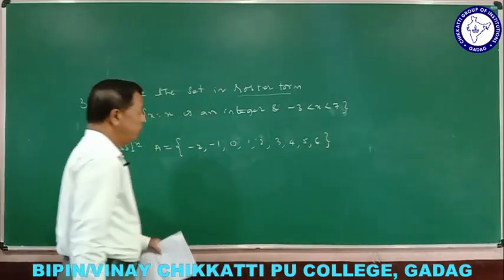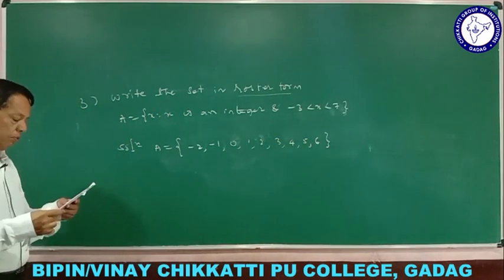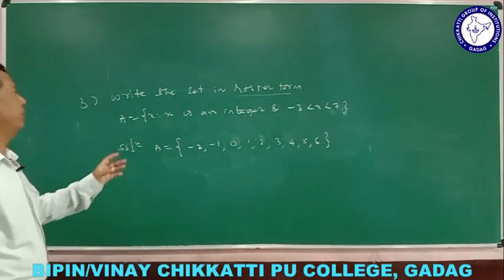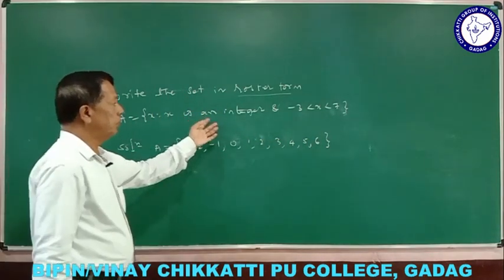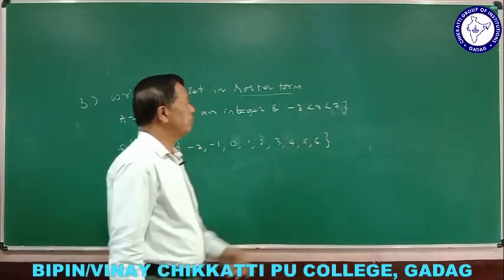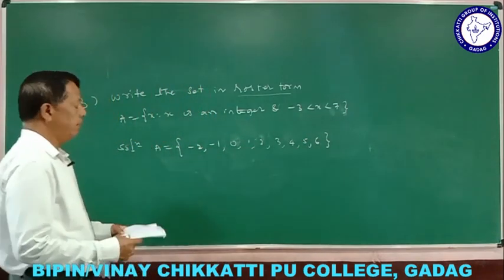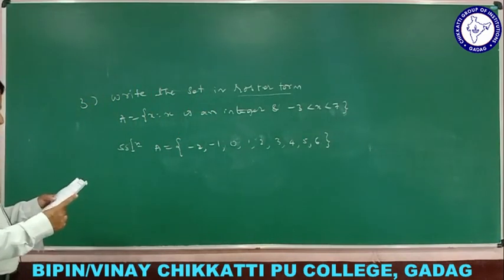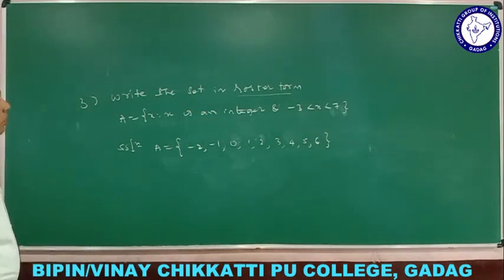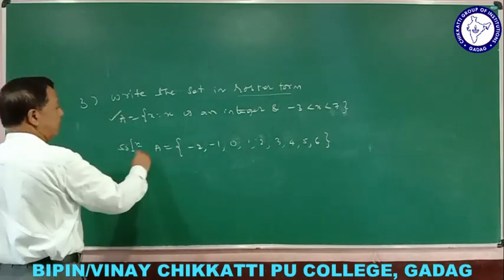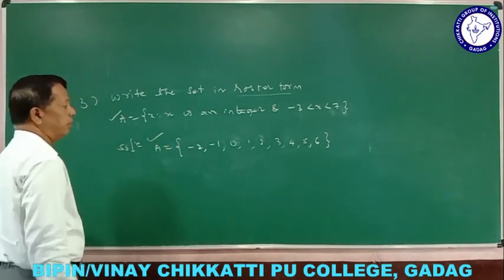Look here. These are the possibilities: we can write the integers which are lying between minus 3 and 7. So I hope you understood how to write the roster form. This is in set builder form, and here I have written it in roster form.